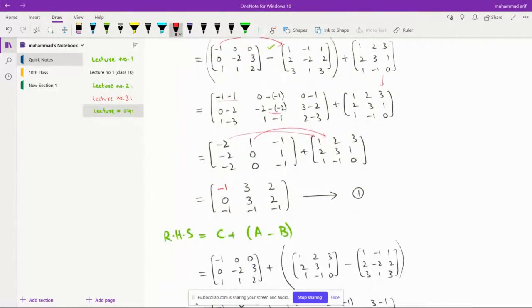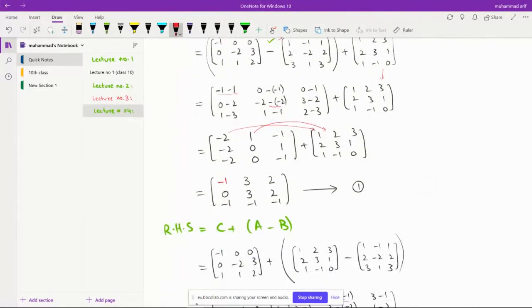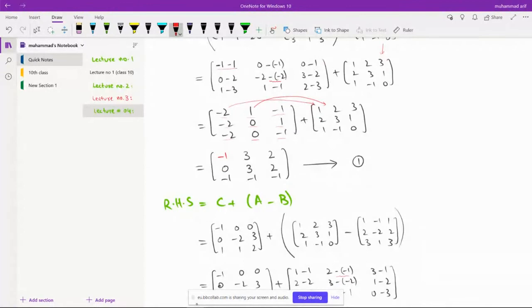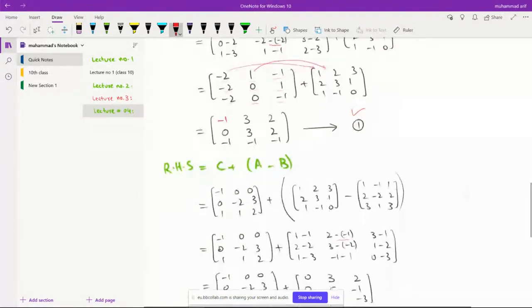Similarly, write matrix A as it is. After solving it, we get 2 -2, 1 -1, -2 0 1, -2 0 -1. After adding these two matrices, we get -1 3 2 0 3 2, -1 -1 and -1. We call this equation number 1.